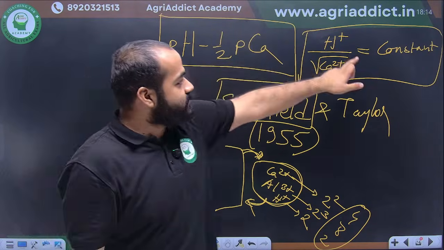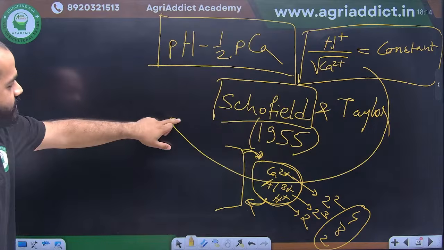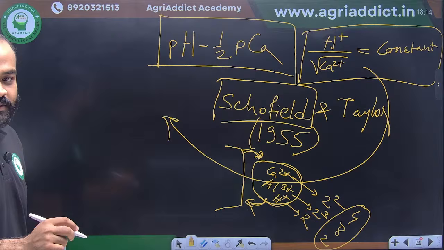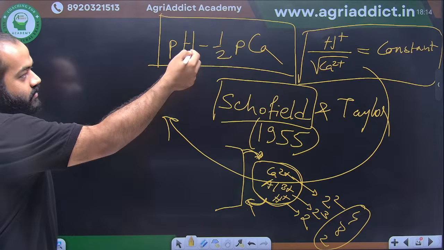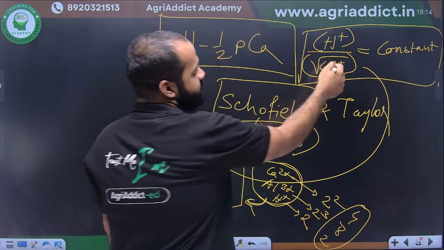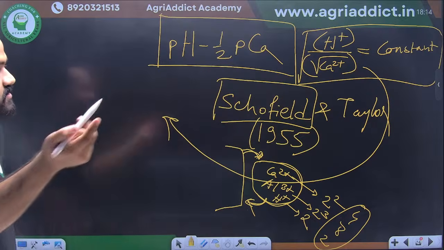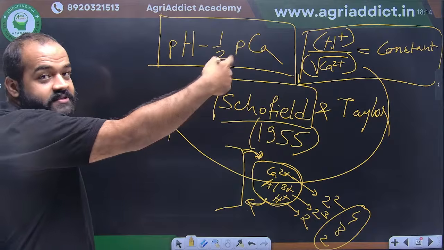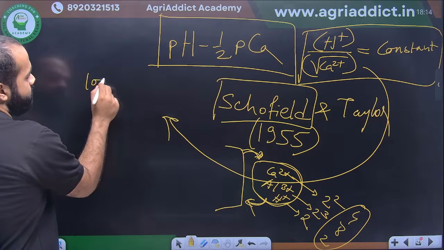So from this value here, if we come to this side, these are the activities, right? Activity of H+ by activity of √Ca2+ is equal to constant. Now we take log on both sides of the equation.